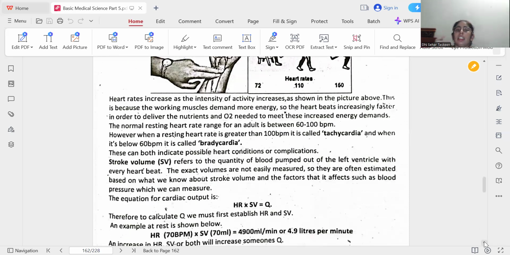Heart rate increases as the intensity of activity increases, as shown in the picture above. This is because the working muscle demands more energy, so the heart beats faster in order to deliver the nutrients or O2 needed to meet these increased energy demands.